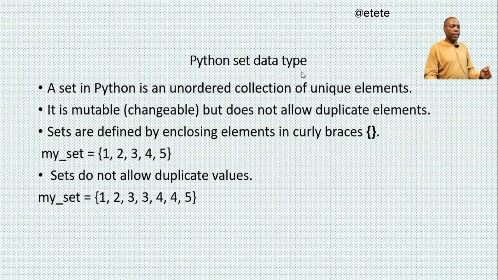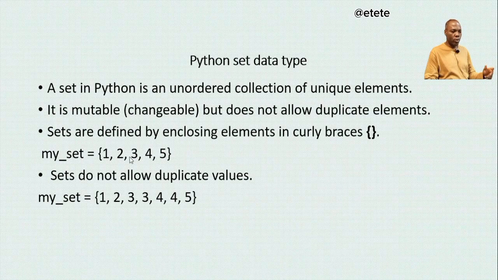Python set data type. A set in Python is an unordered collection of unique elements. It is mutable, that is changeable, but does not allow duplicate elements. Sets are defined by enclosing elements in curly braces. So I'm giving you an example of this. This is the variable name, my set, and then I'm giving the values 1, 2, 3, 4, 5.